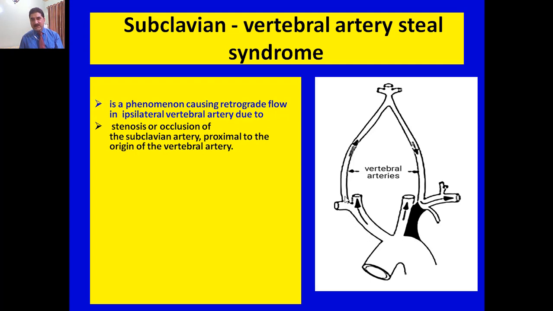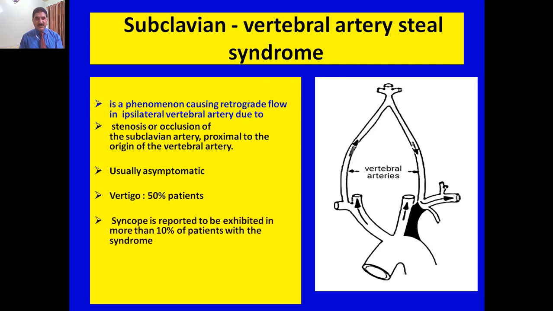Now the blood from the right vertebral artery reaches the circle of Willis, and from there it is diverted into the distal part of the left subclavian artery. Usually it is asymptomatic and is picked up during routine Doppler examination of the carotid system, but at times it presents with vertigo in about 50% of the patients. Syncope is reported in more than 10% of the patients with this syndrome.